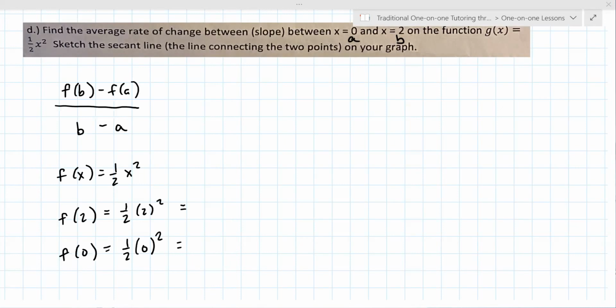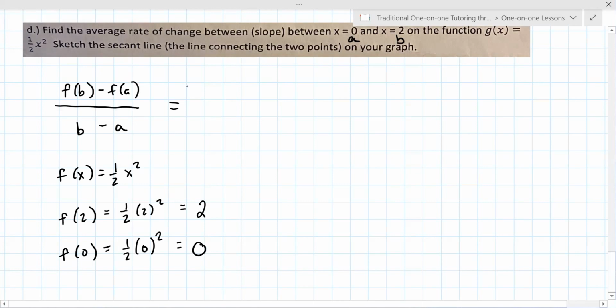Okay, I got that down. Now you have to square it first. So 2 squared is 4, and then half of 4 is 2. And then you square 0 first. 0 squared is 0. 1/2 of 0 is 0.